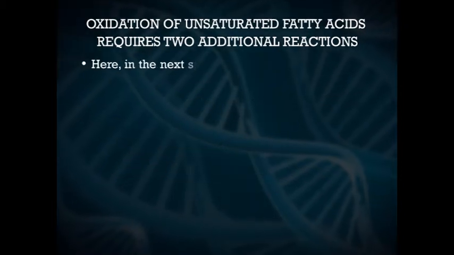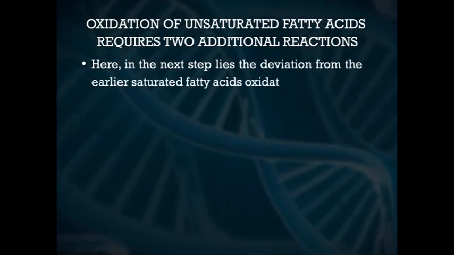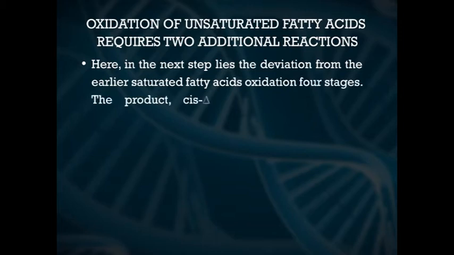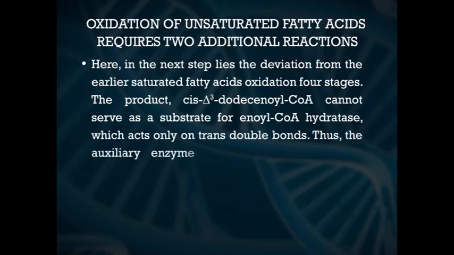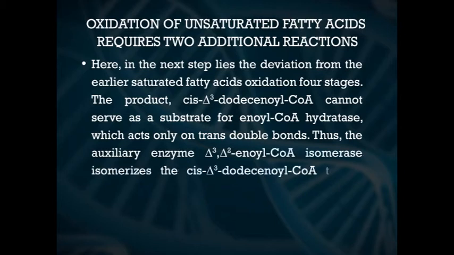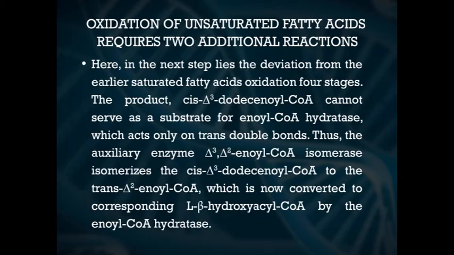Here, in the next step lies a deviation from the earlier saturated fatty acid oxidation 4 stages. This product, cis delta 3 dodecenoyl-CoA, cannot serve as a substrate for enoyl-CoA hydratase, which acts only on trans double bonds. Thus, the auxiliary enzyme delta 3, delta 2 enoyl-CoA isomerase isomerizes the cis delta 3 dodecenoyl-CoA to the trans delta 2 enoyl-CoA, which is now converted to the corresponding L-beta hydroxyacyl-CoA by the enoyl-CoA hydratase enzyme.